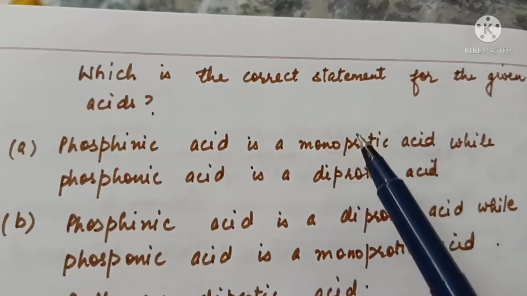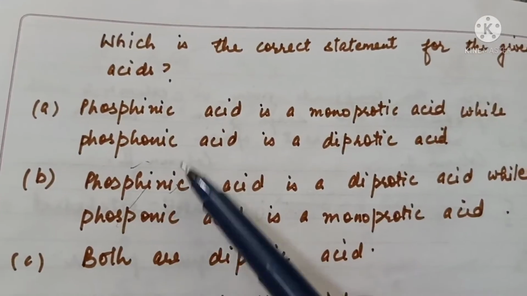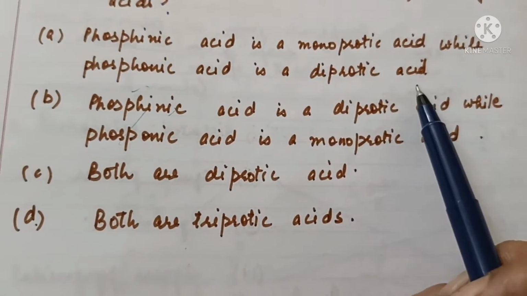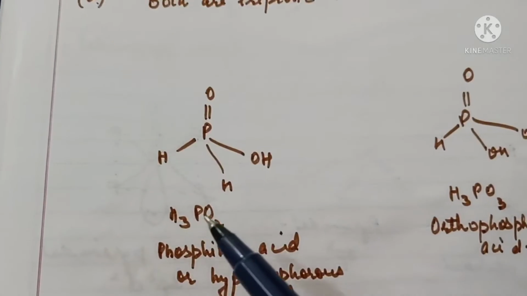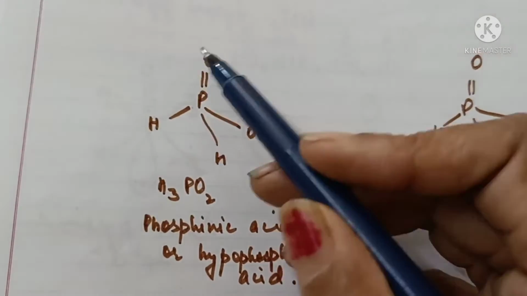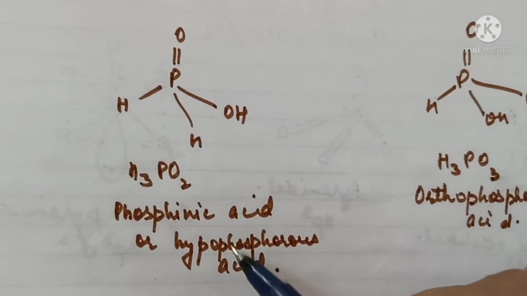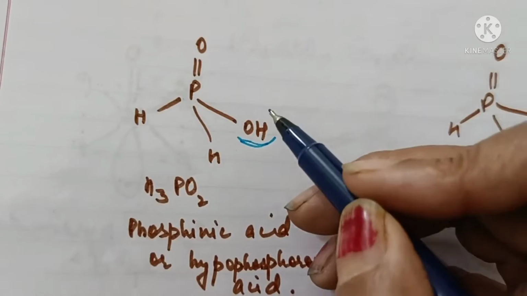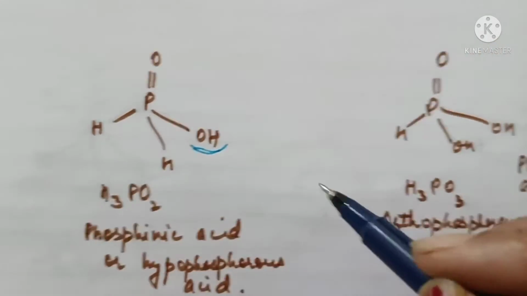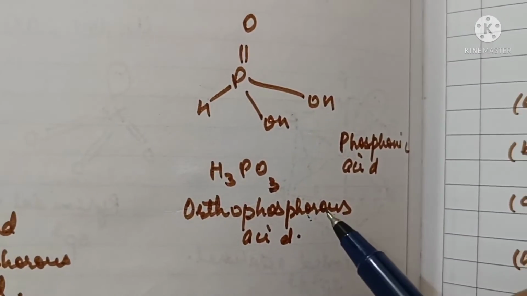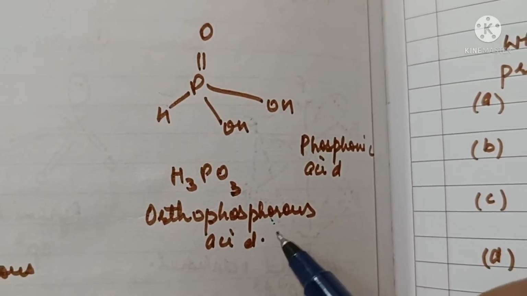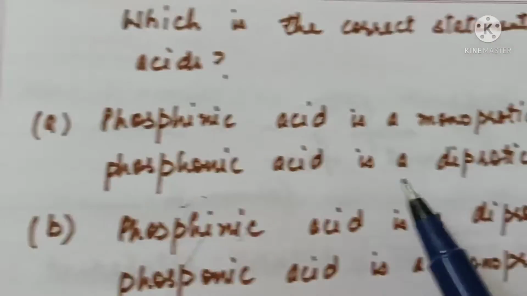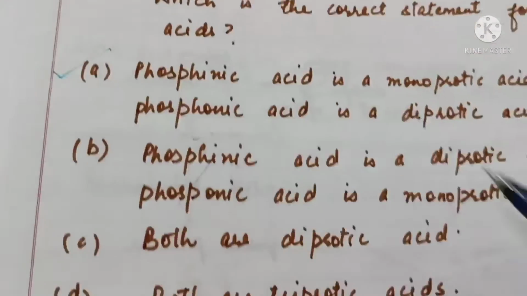Which is the correct statement for the given acids? Phosphinic acid is monoprotic while phosphonic acid is diprotic. This is the correct answer. We get to know the answer from the structure of phosphinic acid or hypophosphorus acid. It has only one OH group, so it is monoprotic or monobasic. Whereas phosphonic acid or orthophosphorus acid has two OH groups, so it is dibasic or diprotic. So option A is the correct answer.